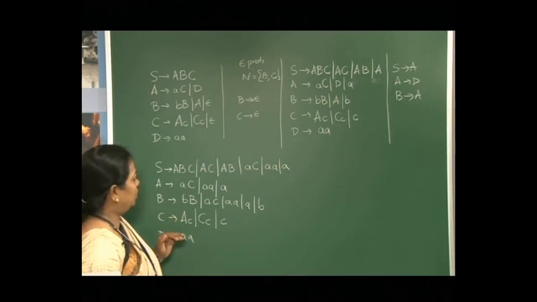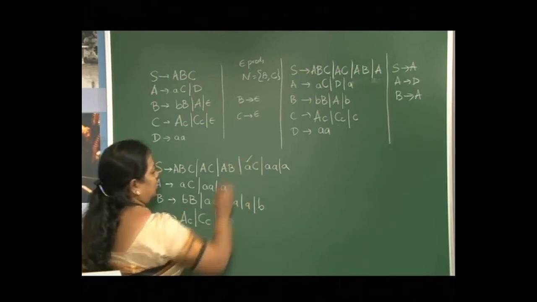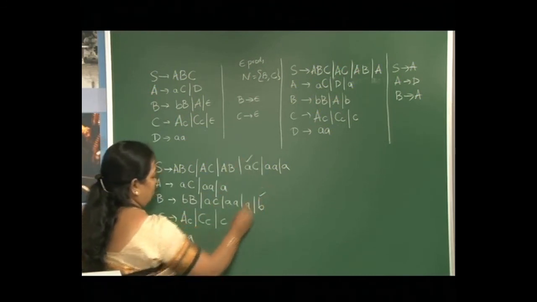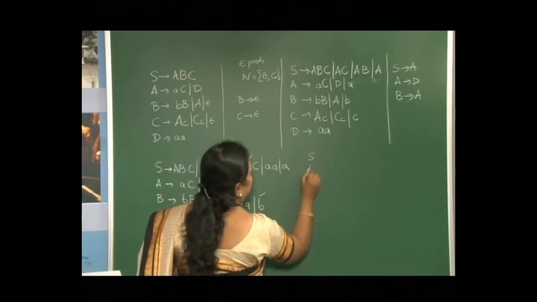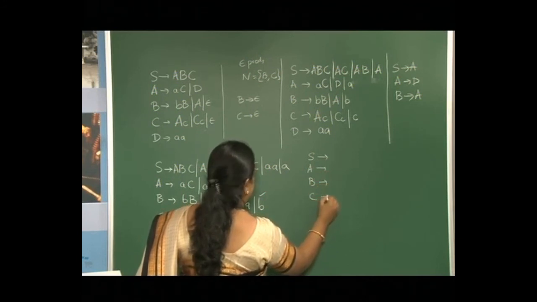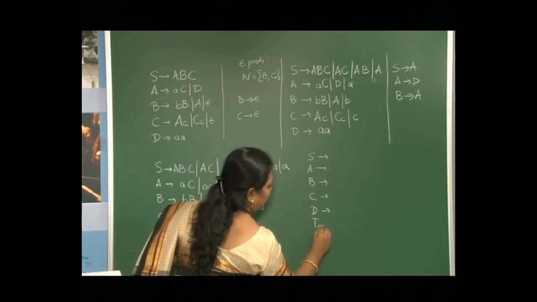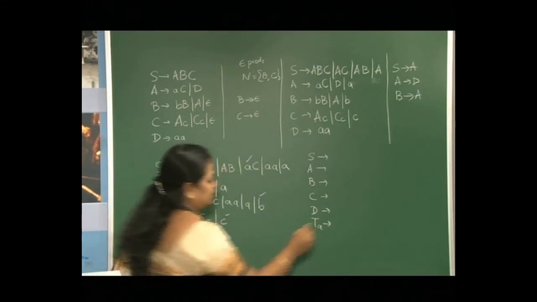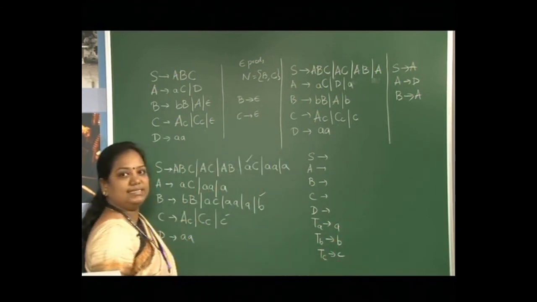Next, what to do? Are they mixed? Yes, they are mixed. How many terminal symbols are there? A, B and C. So what to do? S, A, B, C, D you have. We'll add 3 more new non-terminals: TA tends to A, TB tends to B, TC tends to C.